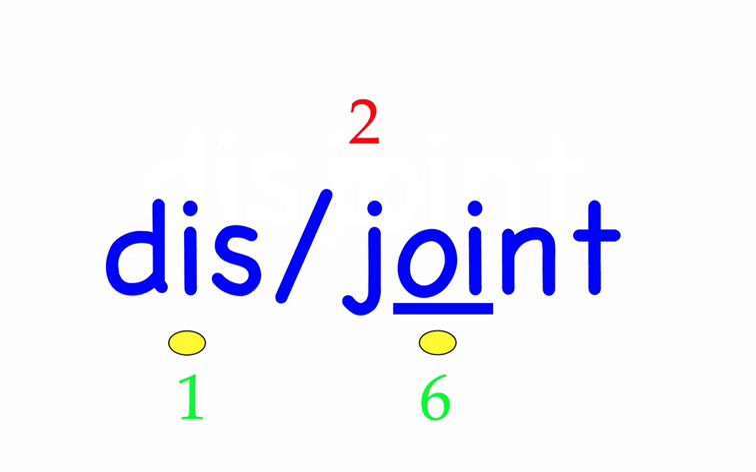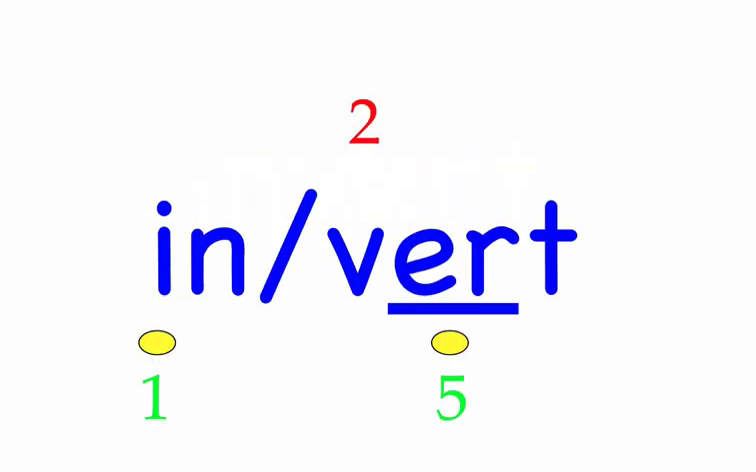Row 9, invert. Invert means to put something upside down. Invert. In, two sounds. I, n. Vert, three sounds. V, er, t. Invert. Mark the word. Invert.